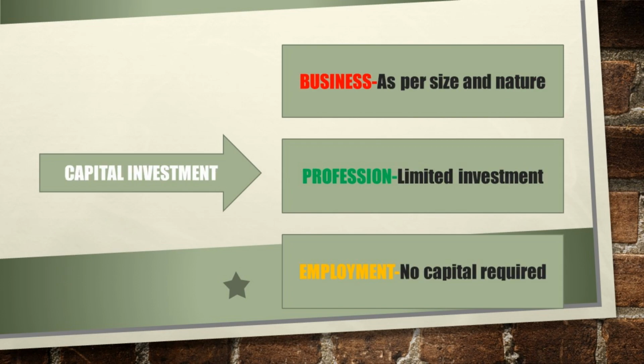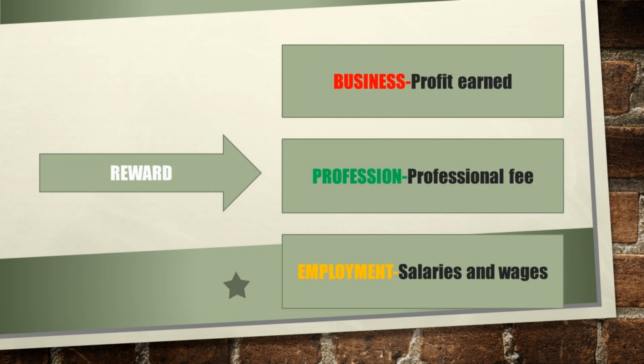The fifth point of differentiation is capital investment. In case of business, every business requires capital depending upon the nature and scale of operation. Whereas in case of profession, a professional also has to invest some capital to establish an office for rendering professional services. But in case of employment, there is no need for capital investment.